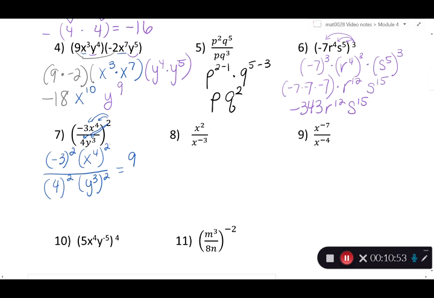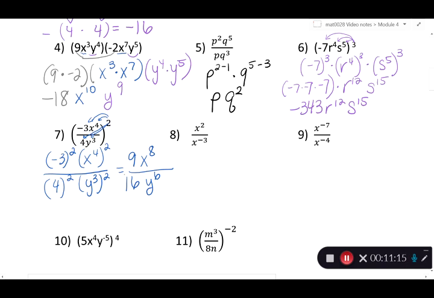X to the 4th squared, I'm going to multiply those exponents, so I'm going to get x to the 8th. I'm not going to square 4, so please be careful of that. 4 squared would be 16, 4 times 4. And then y cubed squared would be y to the 6th. Again, we're going to multiply those exponents.